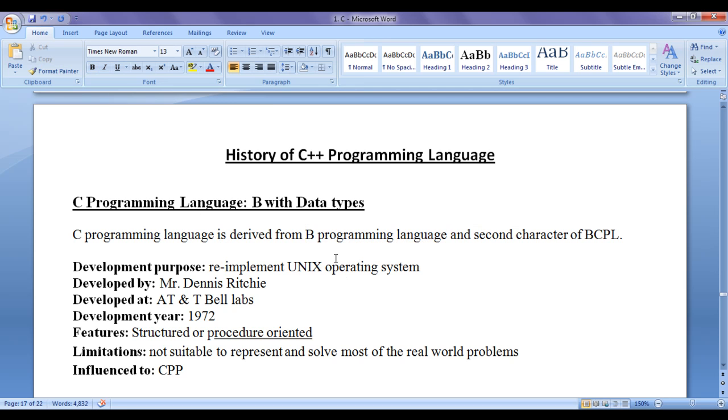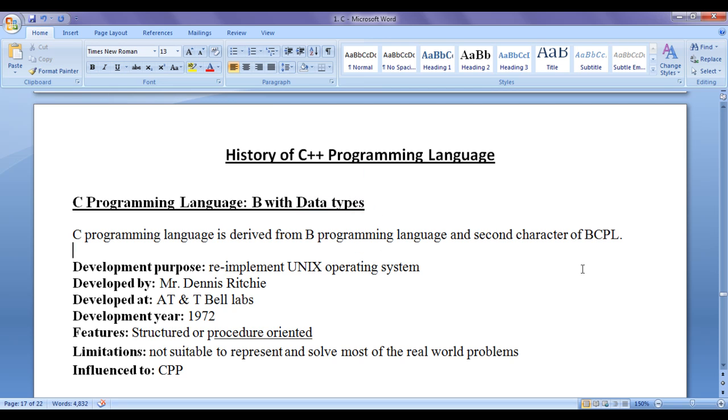C programming language is actually B programming language plus data types. Before C, there were programming languages like B and BCPL, which were typeless programming languages. There were no data types in BCPL and B. In C programming language, Mr. Dennis Ritchie introduced various data types and procedures for solving problems.